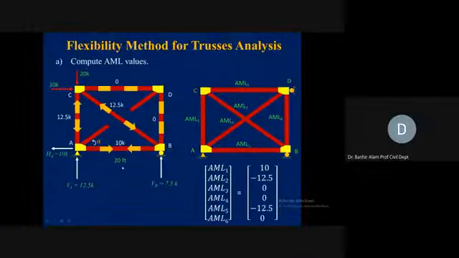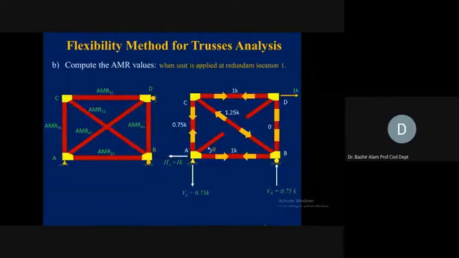So here you can see this is our AM1, so this is becoming now 10. Then we have minus 12.5 and then 0. You need to keep an eye on the AM values. Tensile we take initially as positive. So 10, minus 12.5 and 0 are here. Then AM4 was this diagonal AD. This is 0, so 0 is recorded here. Then minus 12.5 and 0.